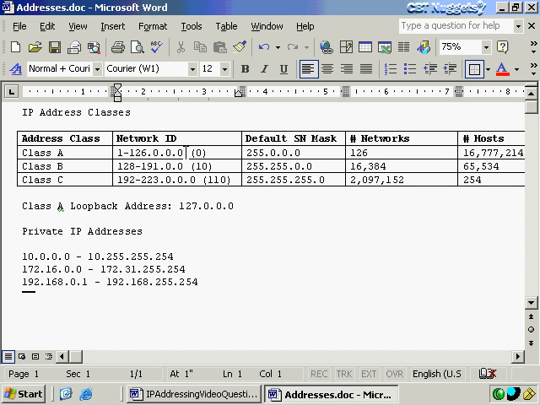Now, one thing that you can identify by looking at a Class A address is that it always starts in binary with a 0. So let's go ahead and take a look at a Class A address just real quick here so we can get a good example.